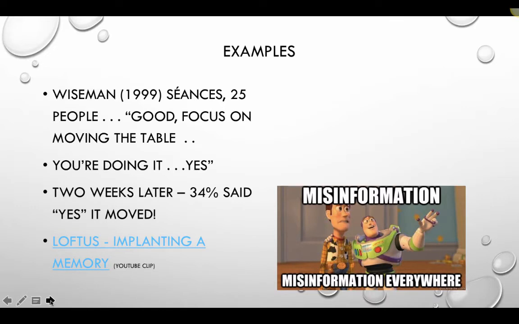Let's look at a short video clip of Elizabeth Loftus saying how easy it is to implant a false memory into a college student.